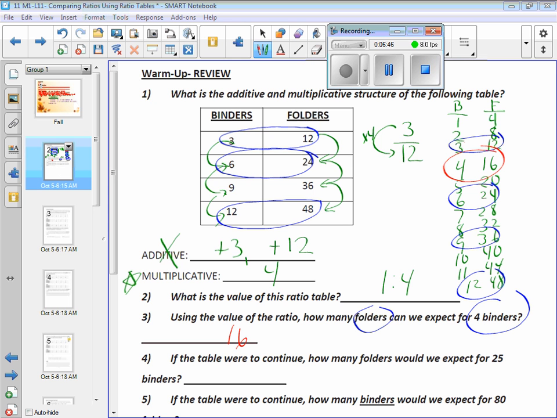Now the next 2 we've got to kind of continue. But if you know the value of the ratio, or even your TRF, you could figure anything out that they give you. If you want to do it as TRF, binders to folders. Value of the ratio, 1 to 4. Now, 25 binders. Well, binders is at the top. 4 corners. How many folders is that?